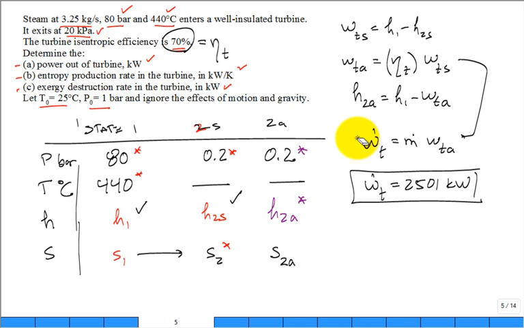What about the entropy production rate in the turbine? Are they asking me to calculate sigma dot? Is that what I'm asked to solve for?